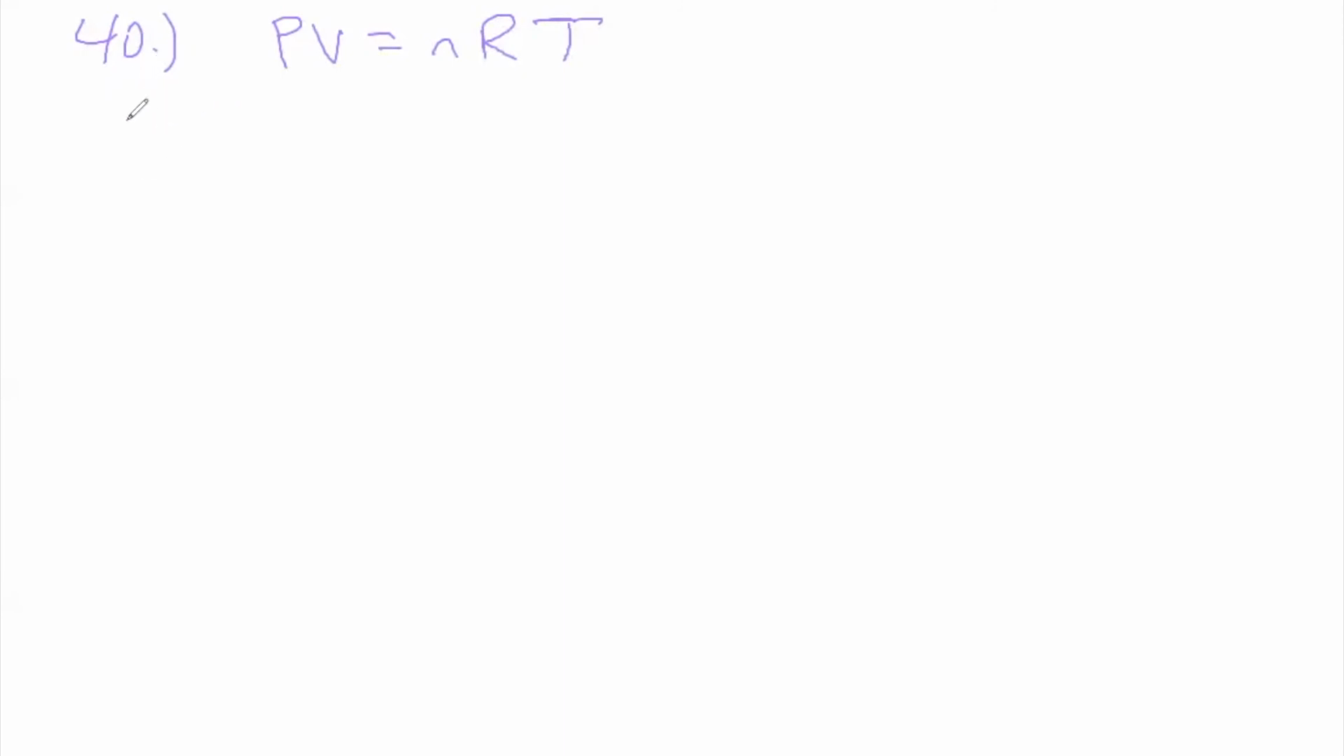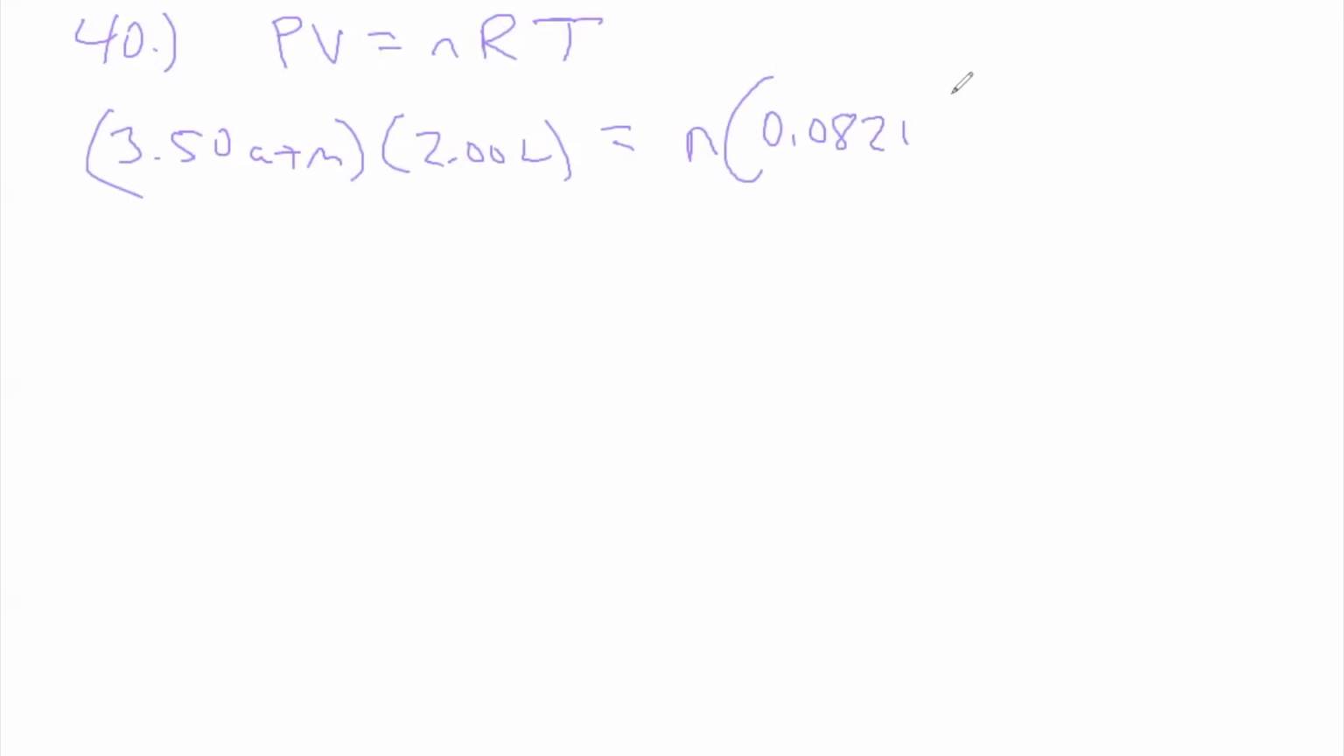So the original pressure, 3.5 atmospheres, goes in for P. Volume is 2 liters. N is number of moles, that's the unknown, so we'll keep it as N. And then R is the gas constant, so it's always going to be 0.0821. The units are liters times atmospheres over moles times Kelvin.